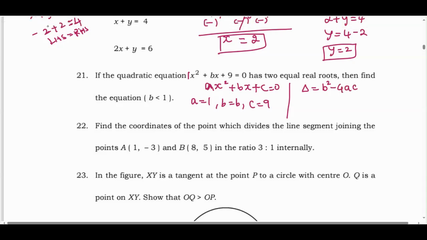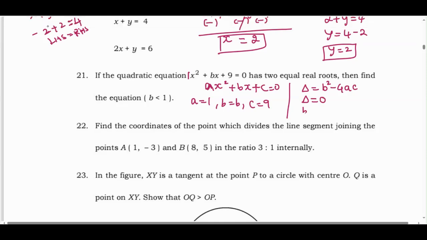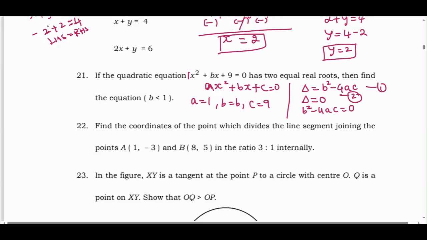So here the discriminant formula is b square minus 4ac. The discriminant value will be 0 if the roots are equal and real. So b square minus 4ac is equal to 0, comparing equations 1 and 2. Now substitute the values. What we have to find is the value of b.